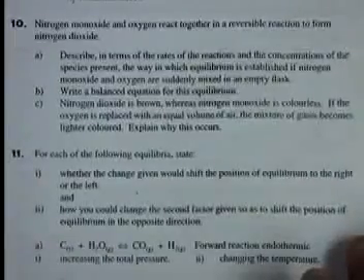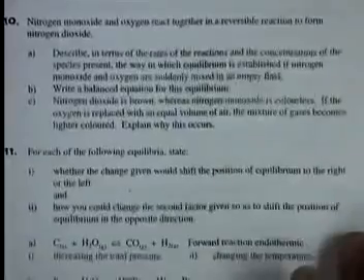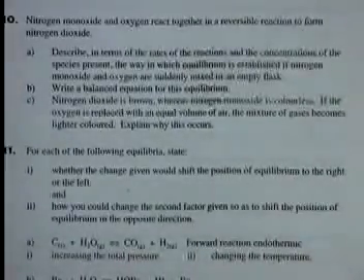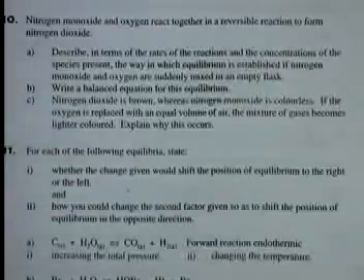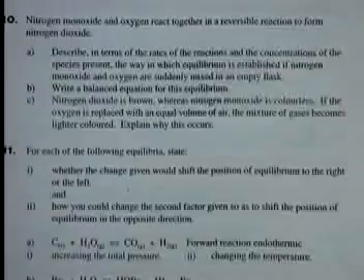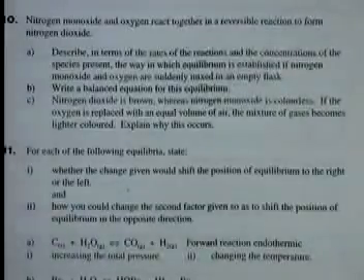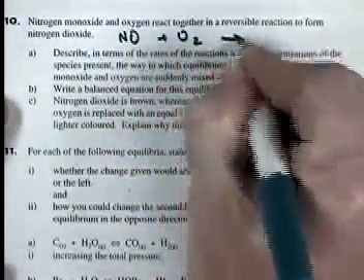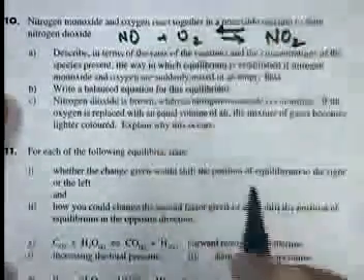Nitrogen monoxide and oxygen react together in a reversible reaction to form nitrogen dioxide. Describe, in terms of rates of reactions and the concentration of the species present, the way in which equilibrium is established if nitrogen monoxide and oxygen are suddenly mixed in an empty flask. Well, we've got nitrogen monoxide and oxygen coming together in a reversible reaction to form nitrogen dioxide.